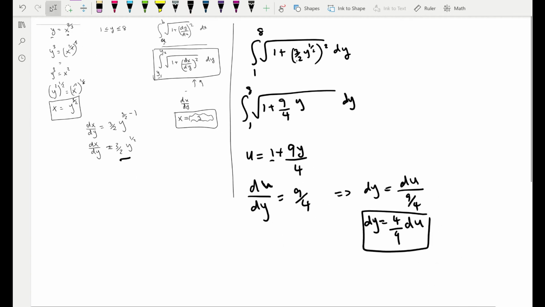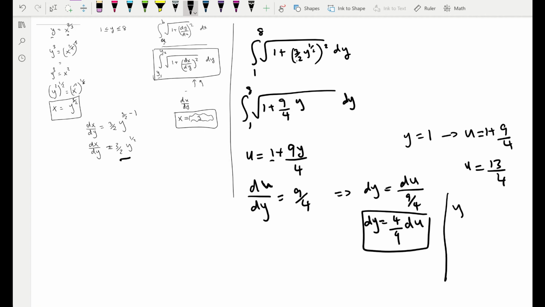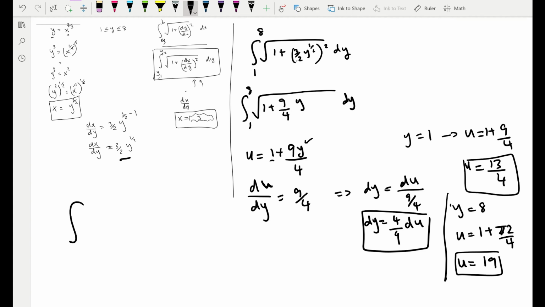Now you need to change the limits. If y is 1, u is going to be 1 plus 9 over 4, which is 13 over 4. And if y is equal to 8, u is 1 plus 9 times 8, which is 72 over 4, so that's 18, and 18 plus 1 is 19. So u is 19.